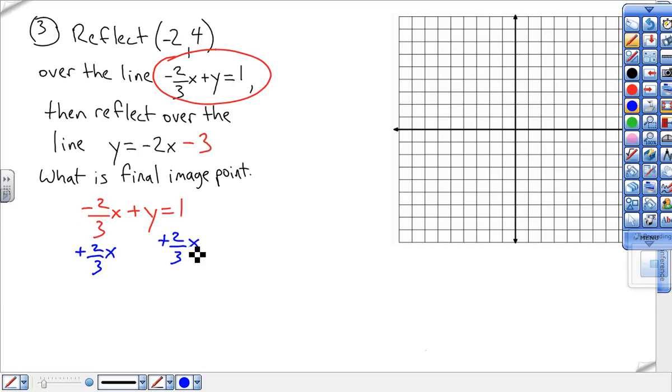These will cancel away, bring down that y, and I get y equals 2/3 x plus 1. So I have a y-intercept of +1 and a slope of 2/3, up 2, over 3. I can stair step both directions and draw my line through that.